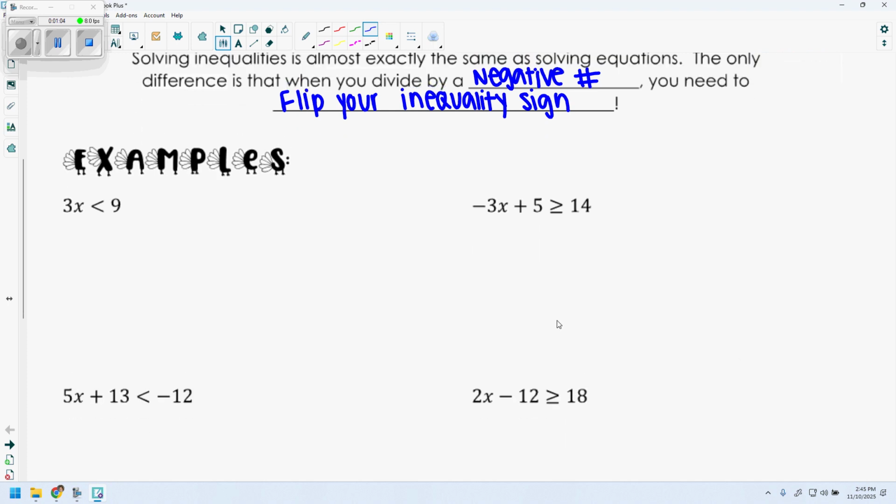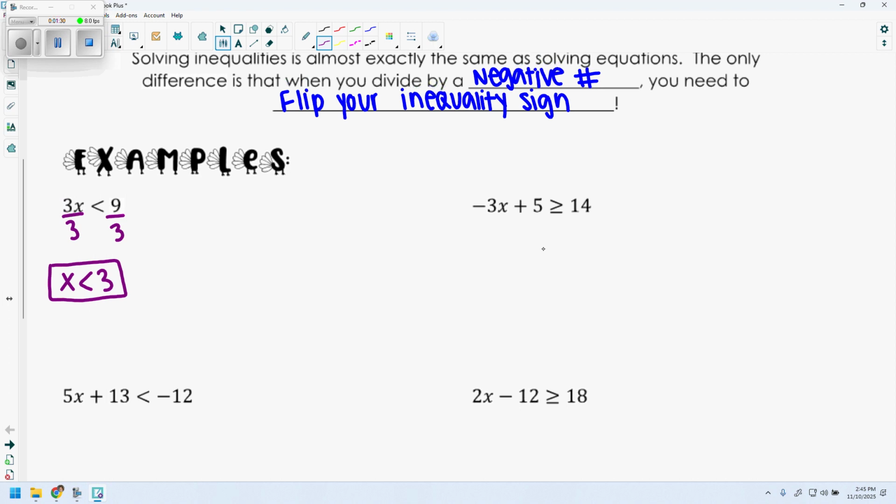So here's some examples. So 3x is less than 9. Well, how do I get rid of the 3? This is 3 times x. The opposite of times is divide. So I'm going to divide both sides by 3. So x is less than 3. And that's my answer on that one. I don't have to flip my sign because the 3 I divided by was positive.